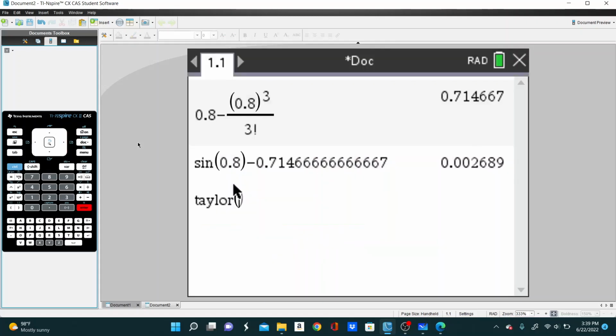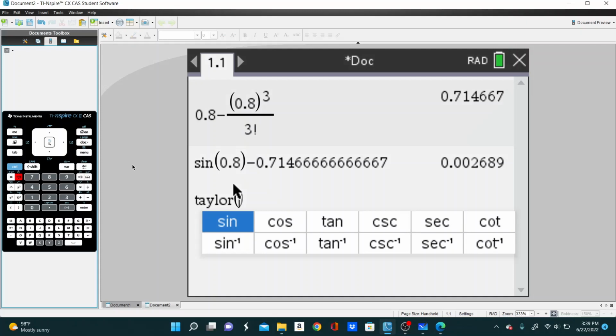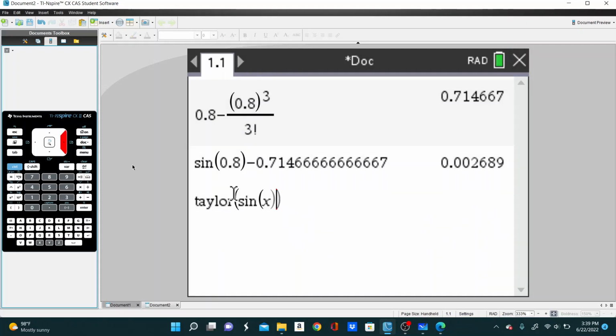So this is what you do. Your first expression, you just put the thing you're trying to approximate. So in this case, it's sine of x. Then you put the variable that you're working with. Since it's sine of x, my variable is just x. And then you put the order of your polynomial. So in this case, it's 3.